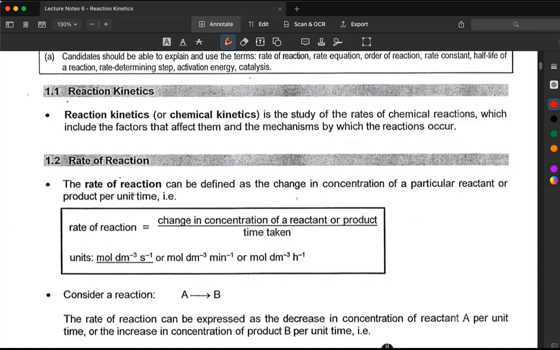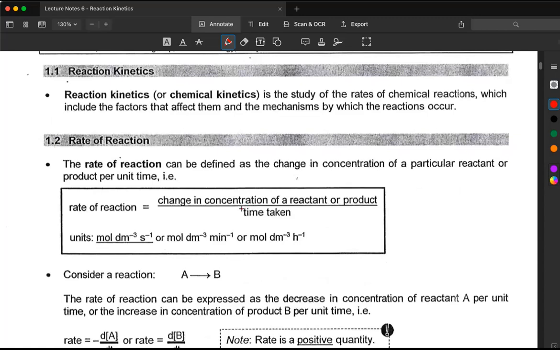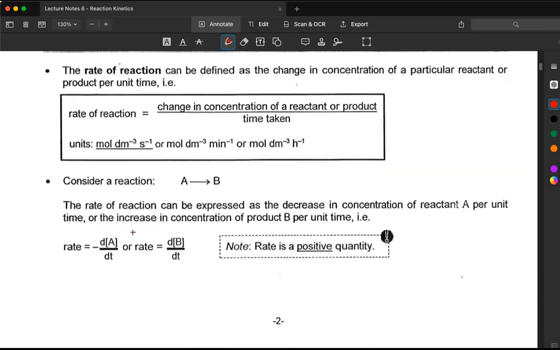So the rate of reaction can be defined as the change in concentration of a particular reagent or reactant or product per unit time. So we can take the change in concentration of a reactant or product divided by the time taken to obtain the rate of reaction. And there are various units we use depending on the time. So it could be per second, per minute, or even per hour. Now, the rate of reaction is expressed as the decrease in concentration of reactant A per unit time or increase in concentration of product B per unit time. Rate is a positive quantity, okay?